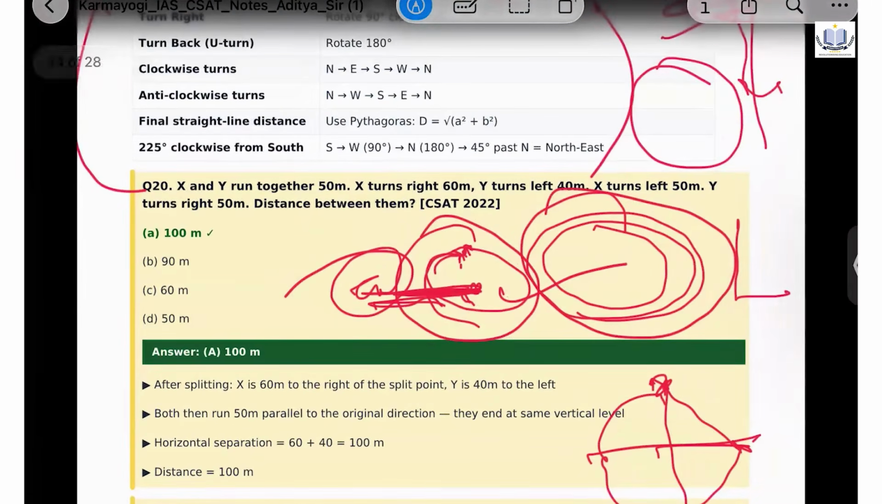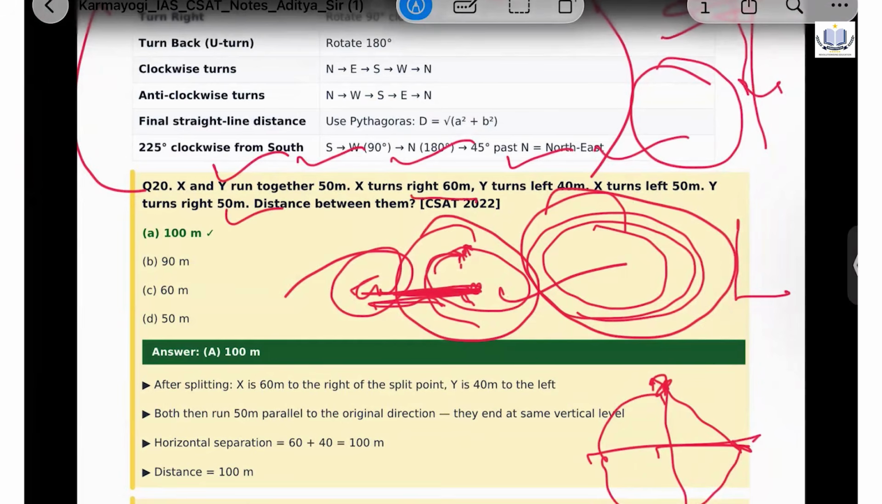X and Y run together 50 meter, Y turns right 60 meter, Y turns left 40 meter, X turns left 50 meter, Y turns right 50 meter. Distance between them? कुछ नहीं है. Always make diagrams and then these questions will be easy. तो X and Y पहले they together moved 50 meter. ठीक है, कोई भी direction you can choose.